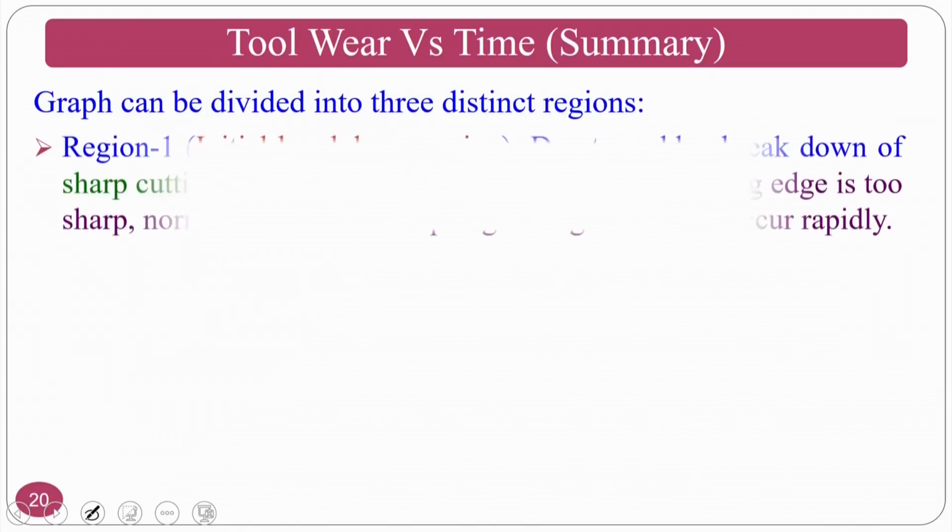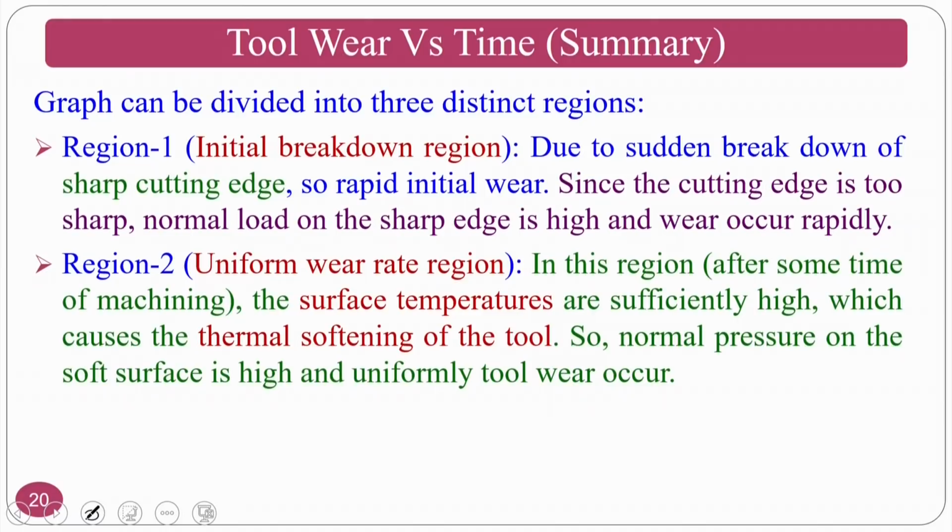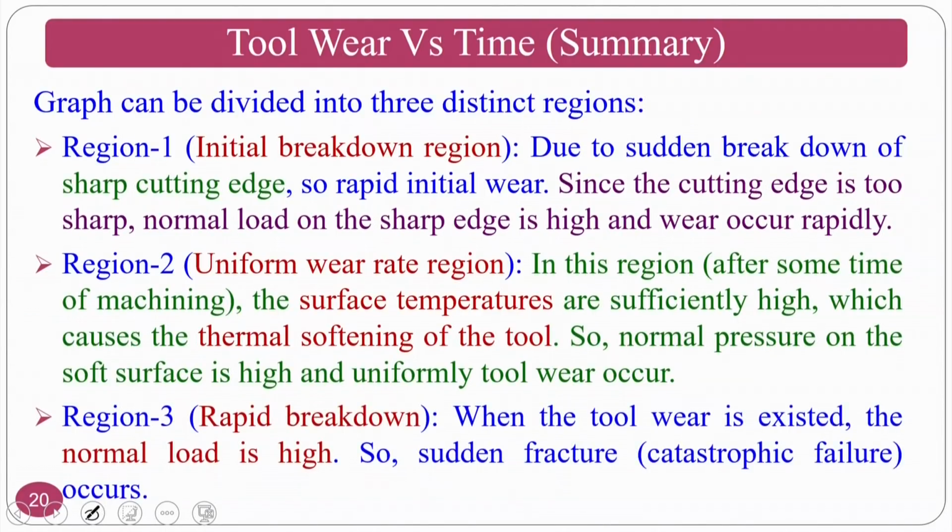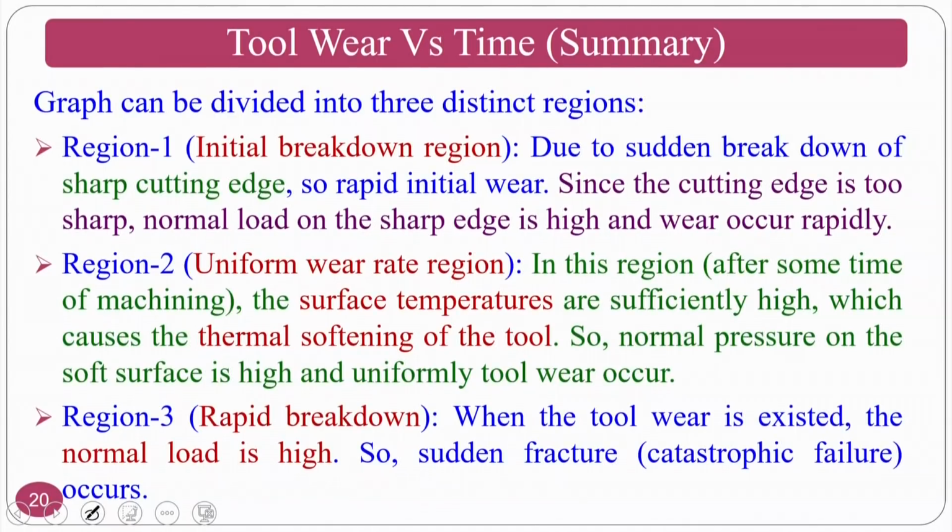If you see these three regions normally, this is a summary. In region 1, the initial breakdown, the sharp edge goes off immediately and the uniform temperature goes into the tool because of thermal softening. So, uniform progressive tool wear takes place, and the third one is breakdown, because the tool is completely thermally softened, because the machining time is too high and the tool is a stationary body. That is why the catastrophic failure takes place. This is about the time versus the tool wear.